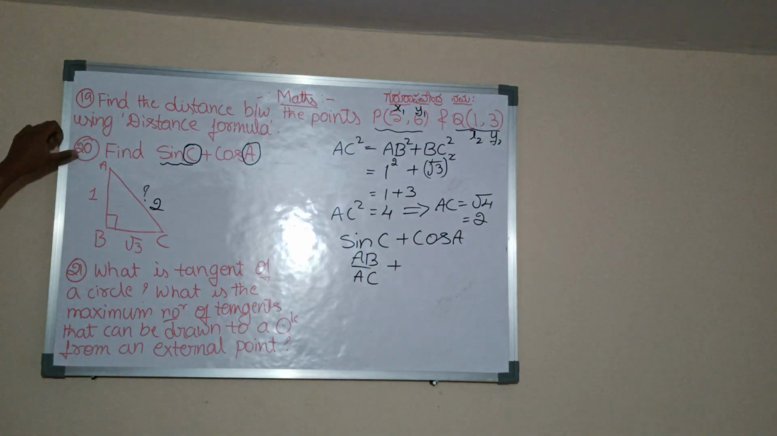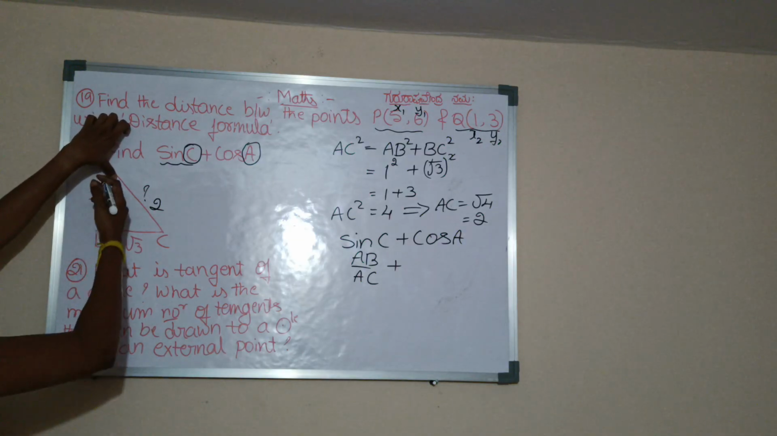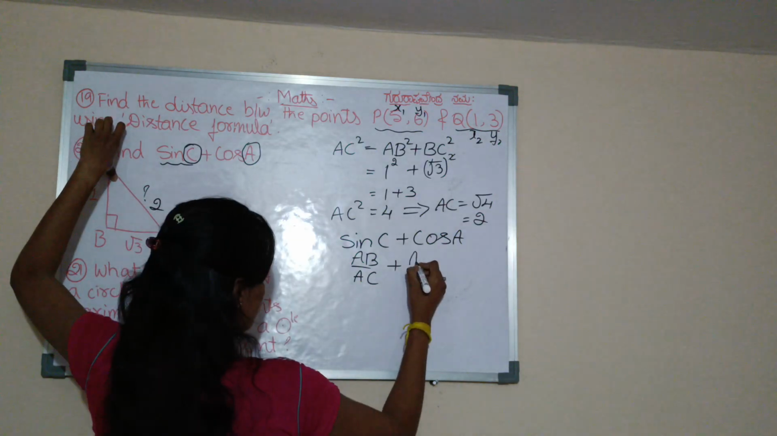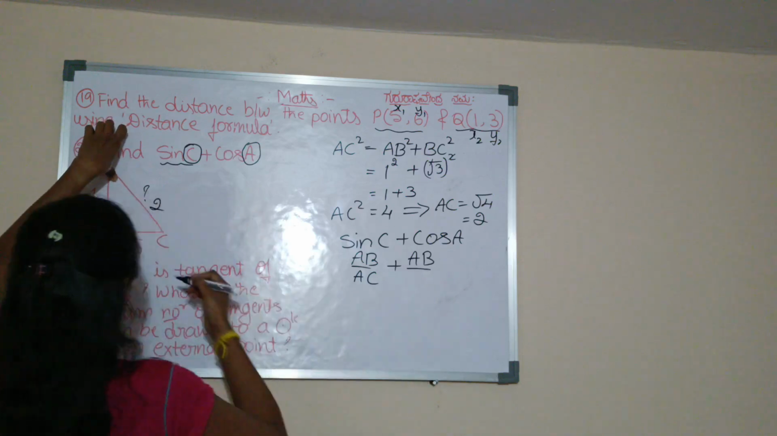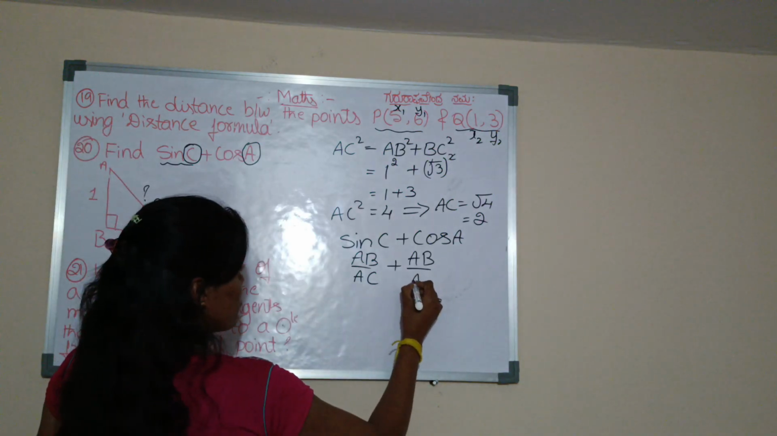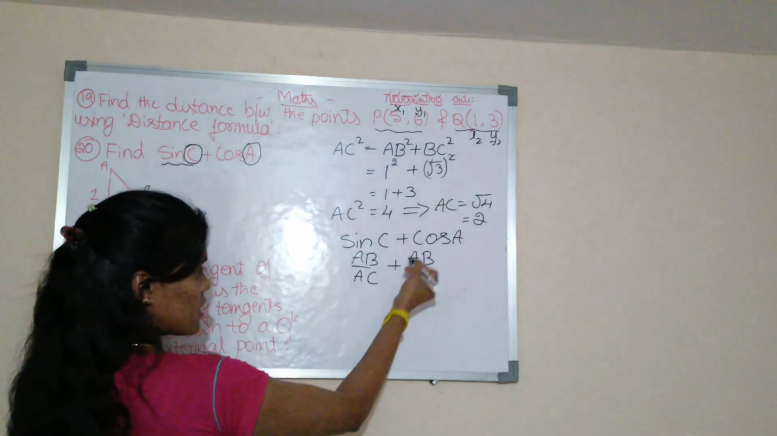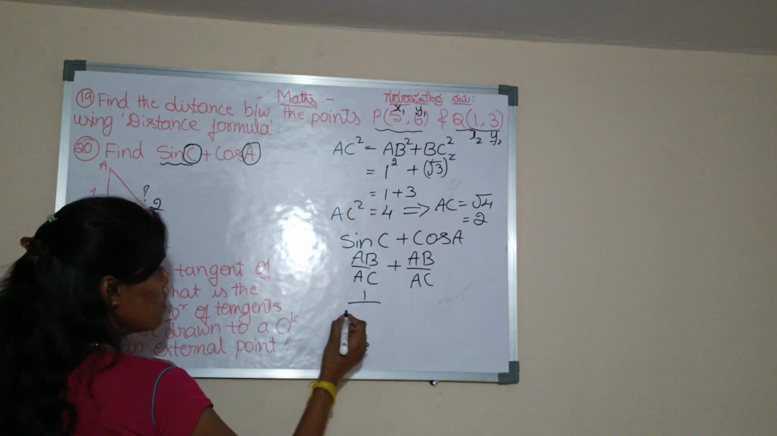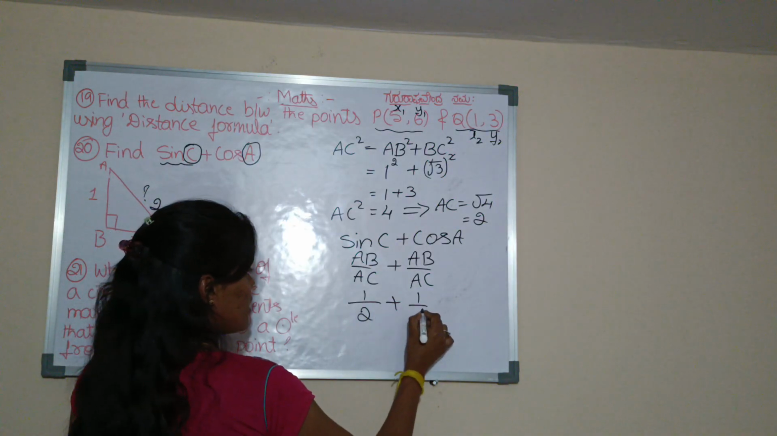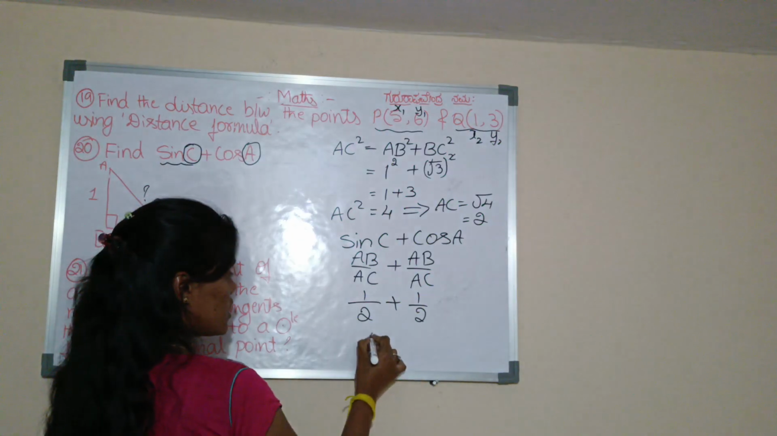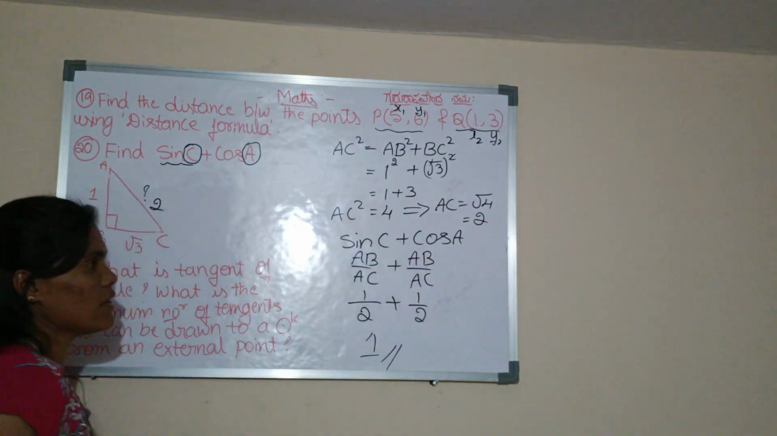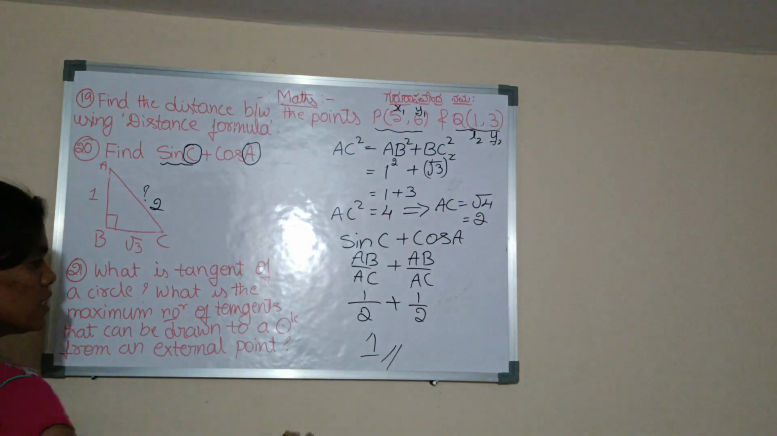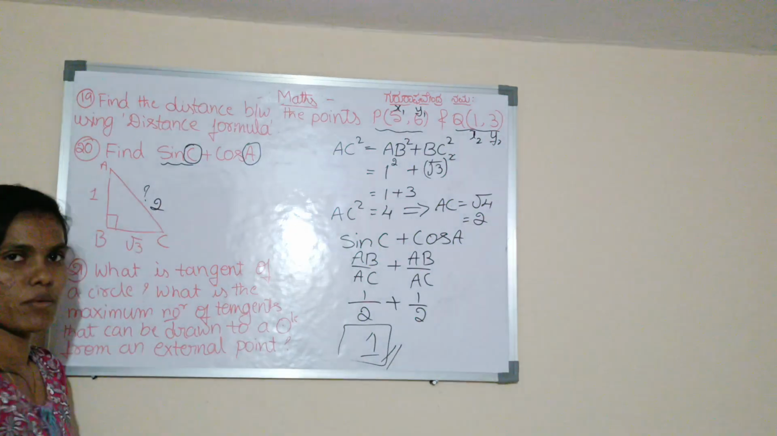Cos A, they are asking cos. Cos is adjacent, again AB, by hypotenuse AC. Same thing. AB by AC plus AB by AC. What is AB value? 1. AC value 2. Again 1 by 2. 1 by 2 plus 1 by 2, that is 1. So the value of sin C plus cos A will be 1.